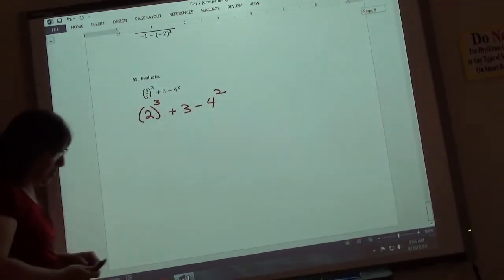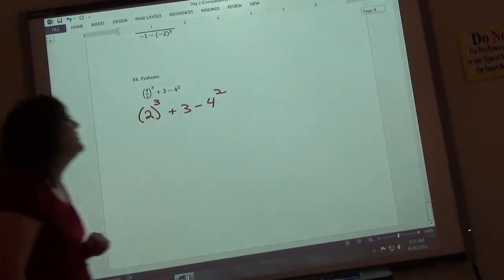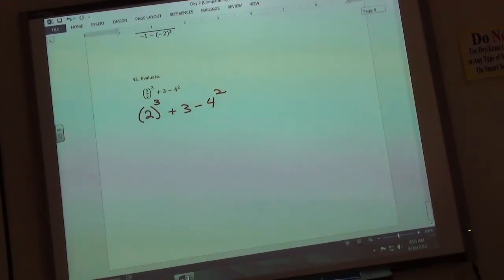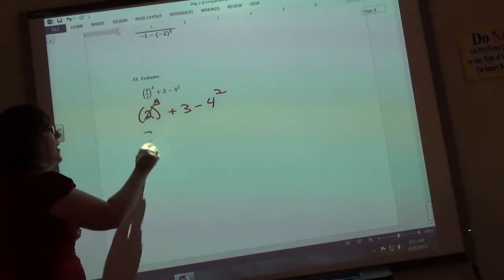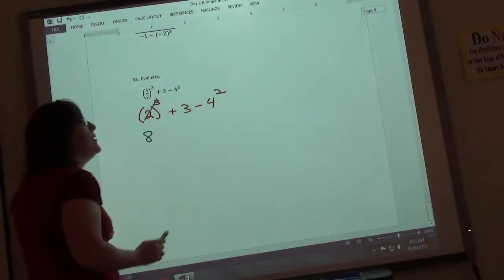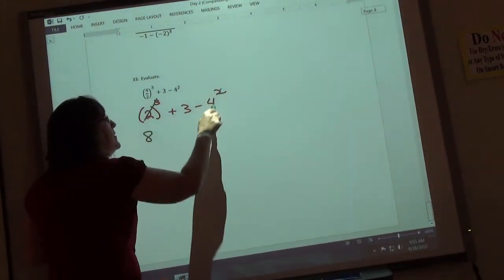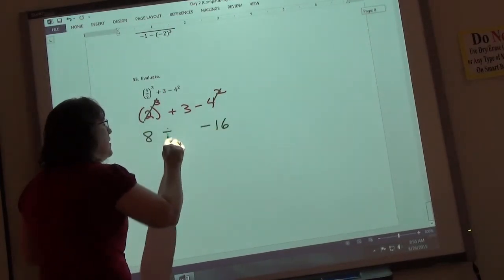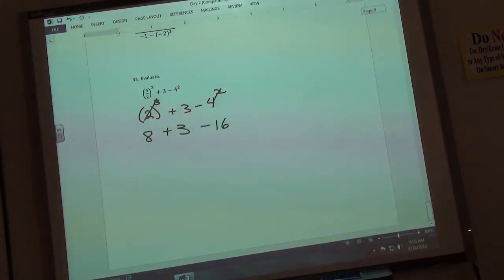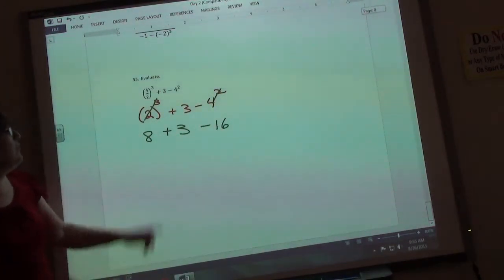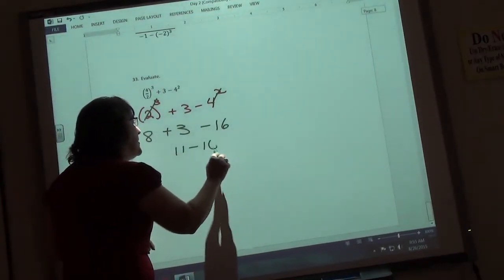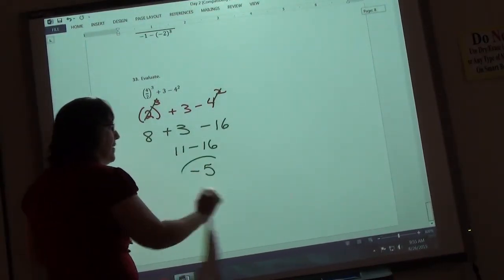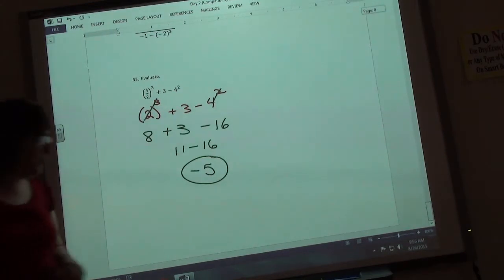The next thing I'm going to do is the exponents. So 2 to the third is 8, and 4 squared is 16. That had a minus sign in there, and then I had a plus 3 in the middle, right? Following my order of operations, I do adding and subtracting from left to right. So 8 plus 3 is 11, and 11 minus 16, negative 5.